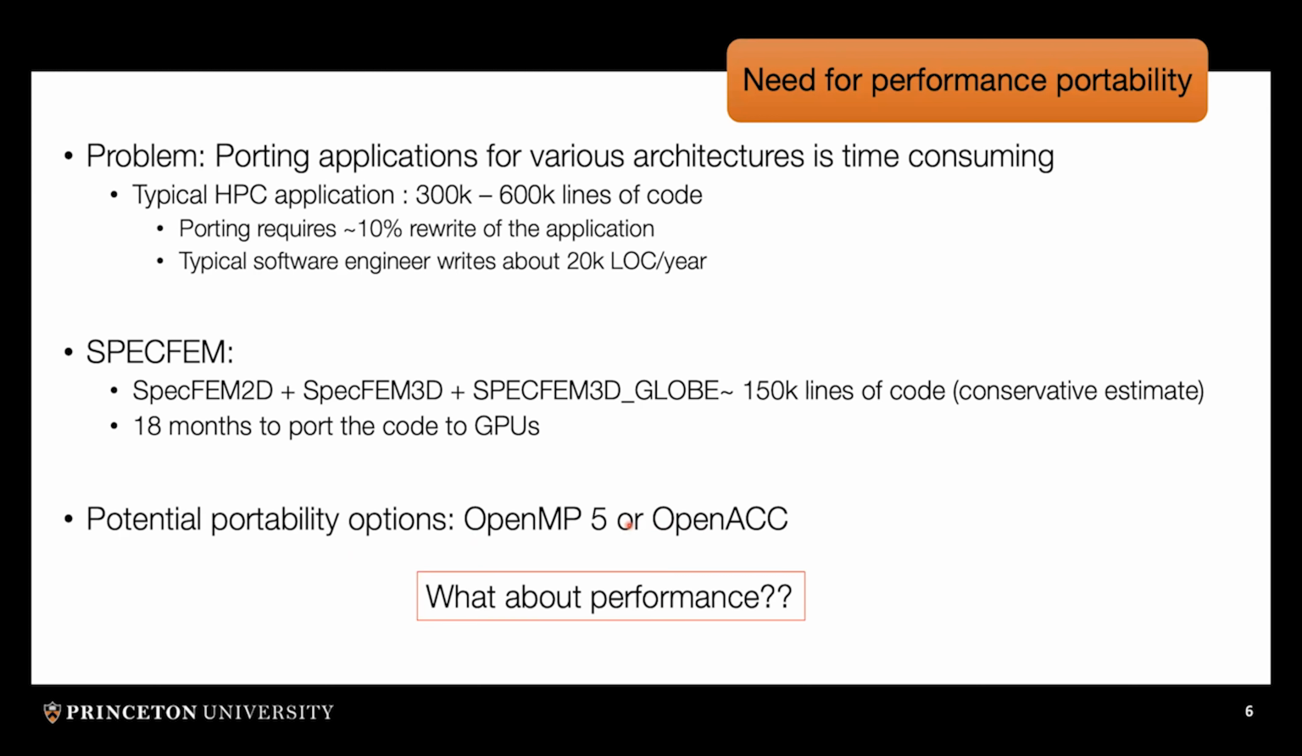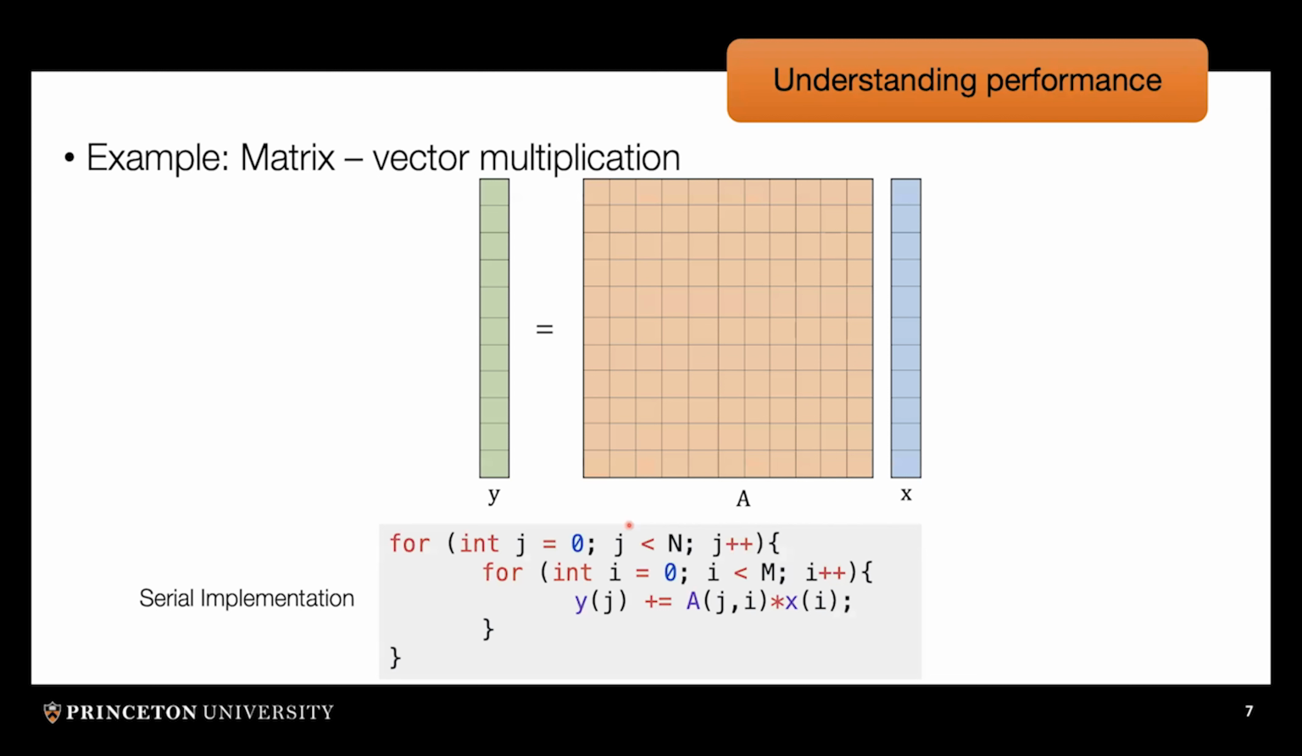So let's talk a bit about performance, or what affects performance. Let's take a typical example that we see in scientific computing, that is a matrix vector multiplication. So I have an A matrix over here multiplied by an X vector, and I store the result in Y. The serial implementation would look something like this. I have double for loops, looping over every element in A, multiplying the value by X, and then storing it in Y.